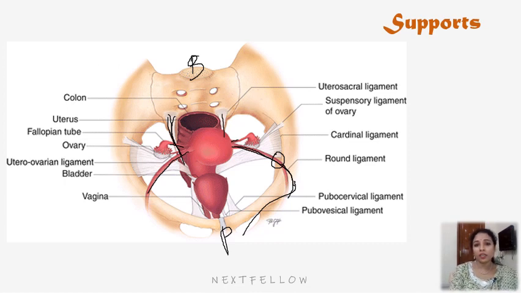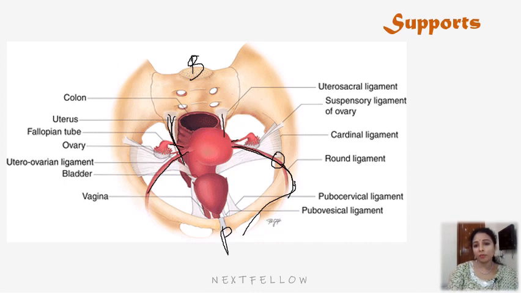elevate a shelf-like fold of peritoneum, which is called the rectouterine fold, and which passes from the isthmus of the uterus to the posterior wall of the pelvis lateral to the rectum. It corresponds to the sacrogenital or rectoprostatic fold in males.